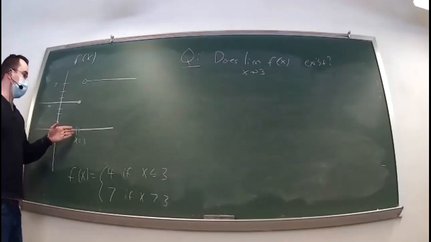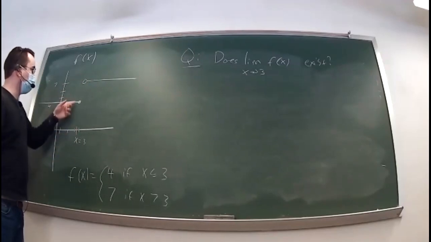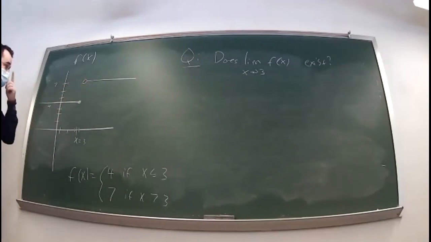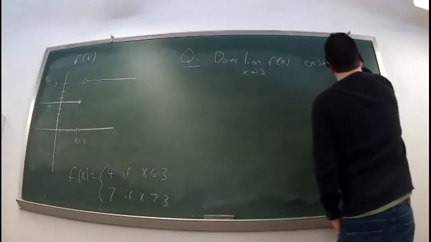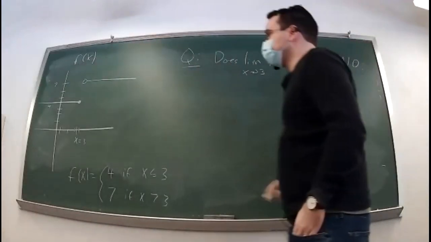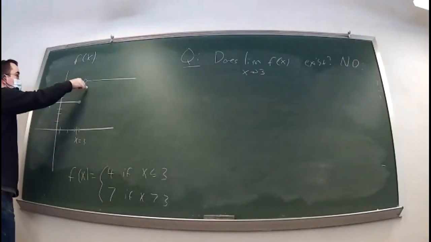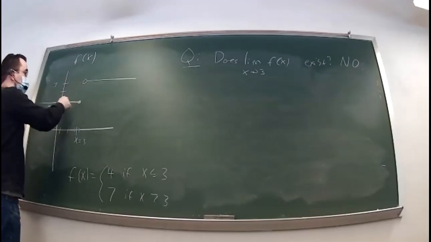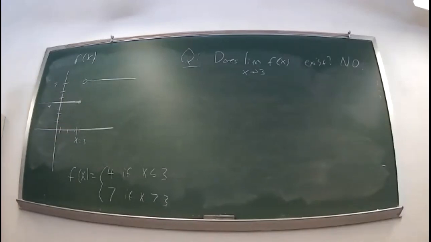So even as the x values stay very close to 3 on one side or the other, the y values could perhaps jump from 4 to 7. So in fact, we say the limit does not exist because it's not true that there is a single number where those y values, those values of the function, are close to that single number if x is close to 3.